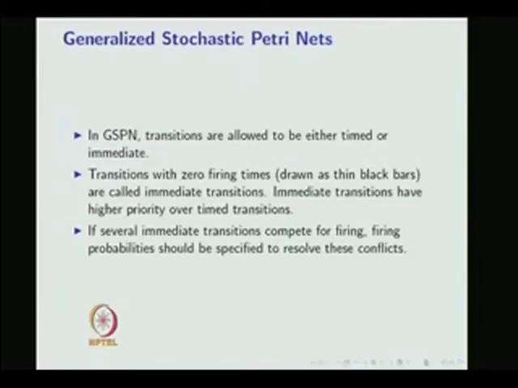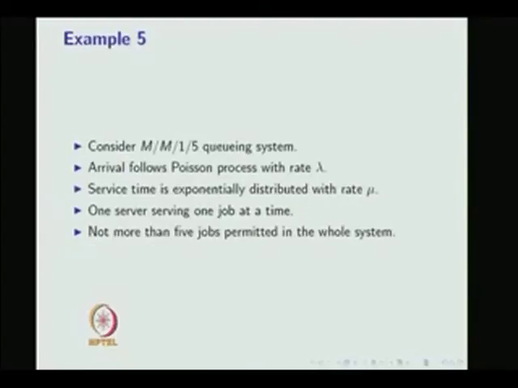Transitions with zero firing time, that is nothing but the immediate transitions, drawn as thin black bars, are called immediate transitions. Immediate transitions have higher priority over timed transitions. If several immediate transitions compete for firing, probabilities should be specified to resolve these conflicts. Now, let us consider an example for the GSPN.